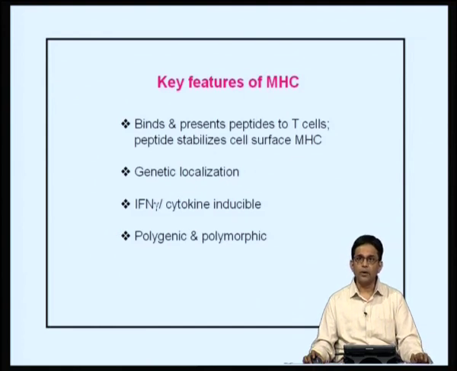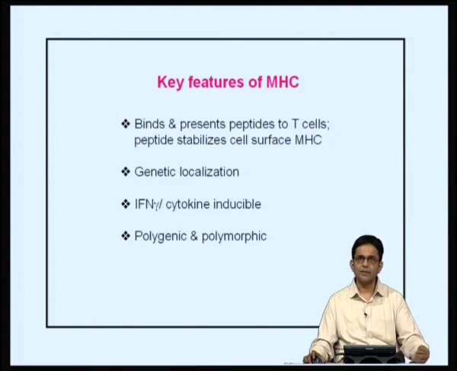The third important point is that they are interferon gamma inducible or cytokine inducible. So, why should this be? The moment you have an immune reaction, you want to amplify it, and part of the way to amplify is the use of inflammatory cytokines. So, interferon gamma is a good example of this, and what interferon gamma does is it will result in more expression of MHC class 1, class 2.